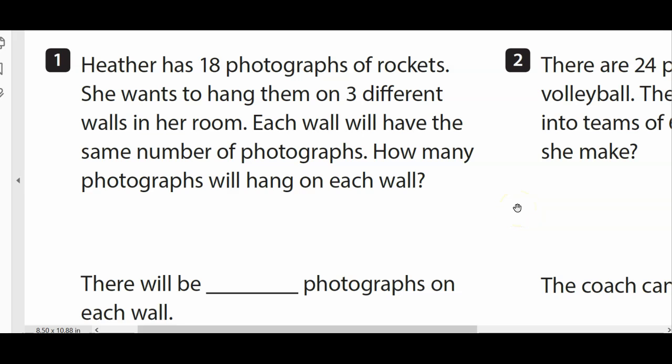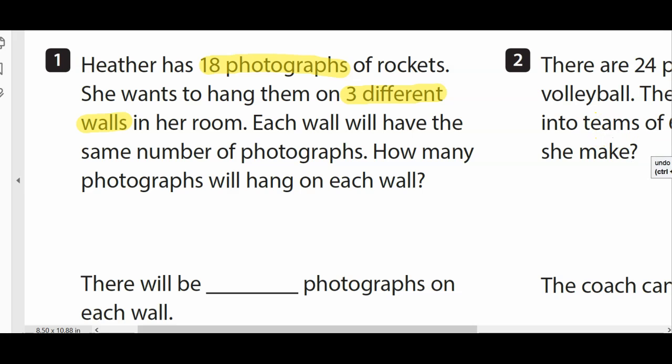It says Heather has 18 photographs of rockets. She wants to hang them on 3 different walls in her room. So right now we know the total photographs that she has, right? What's the total? 18. Okay. So that's important. She got 18 photographs, and she wants to hang them in 3 different what? Walls in her room. Each wall will have the same number of photographs. How many photographs will hang on each wall?